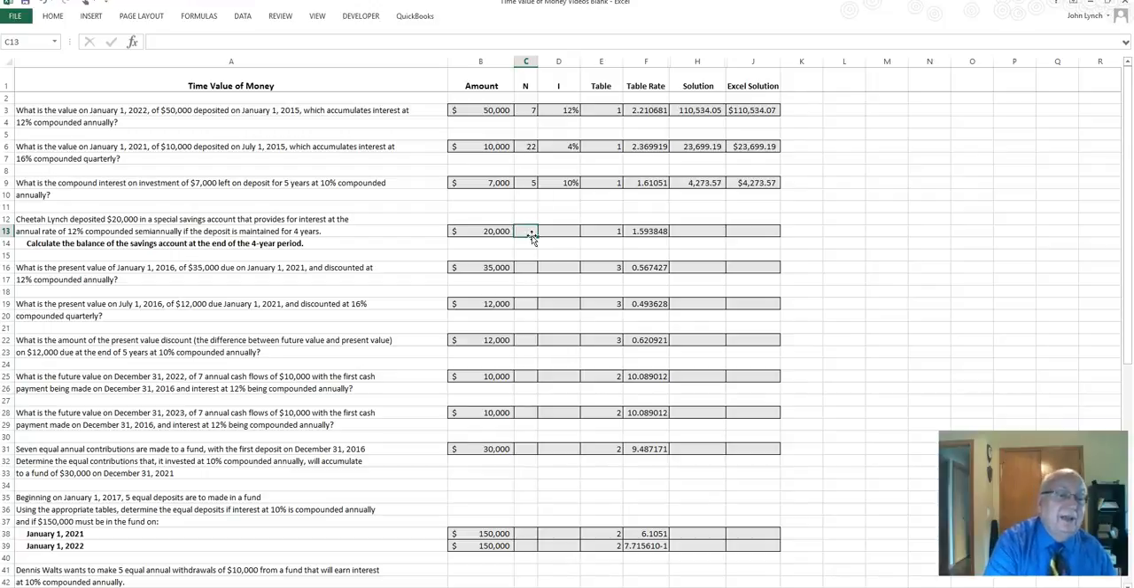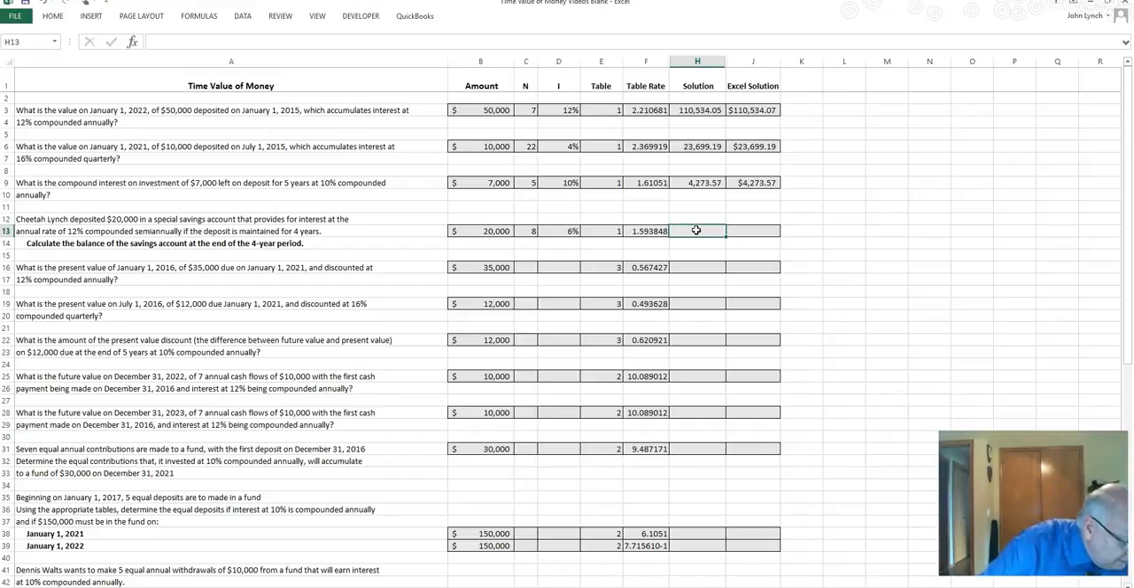Cheetah Lynch deposited $20,000 in a special savings account that provides for interest at the annual rate of 12%. This time it's semi-annual, so the number of payments is 4 times 2. So I have 8 payments. The interest rate is 0.12 divided by 2, or 6%. So again, we go to table 1, look at 6%, 8 payments, and you should come up with 1.59. Okay.